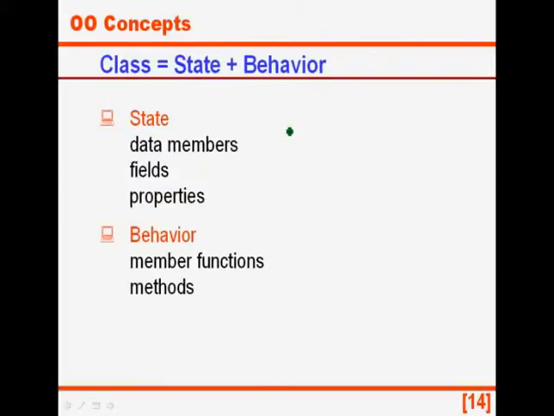Looking further at the class equals state plus behavior equation, the state is often referred to as data members if we are talking about C++ programs. In other languages like Java, they're known as fields. Visual Basic programmers like to call them properties, but these are just the different jargon used in different programming languages. Similarly, the behavior is defined by what are known as methods. In languages like Java, C++ programmers like to call them member functions. But do remember that these are one and the same.